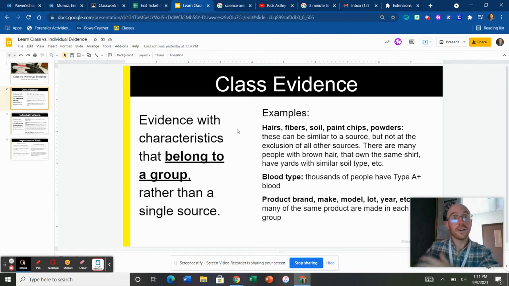It's not very specific to one person. Things like soil. If I go outside and I come inside with a bag of dirt and I drop it on the table, unless you do some really heavy detailed work, soil can come from multiple places because there are multiple types of soil.